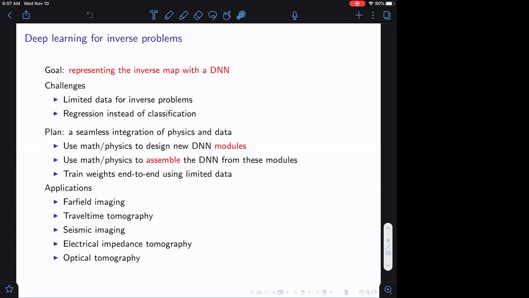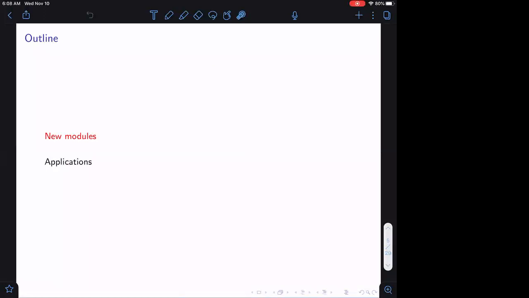Okay, so here's the application listed that we're going to consider. Now, the outline of the talk is the following. It has two parts. The first part is going to introduce a few new modules, and then I'm going to move on to a few applications in these problems.